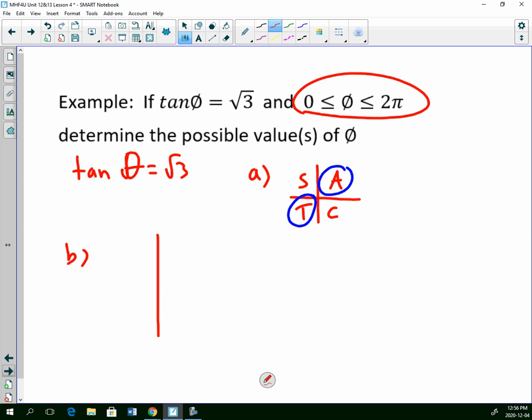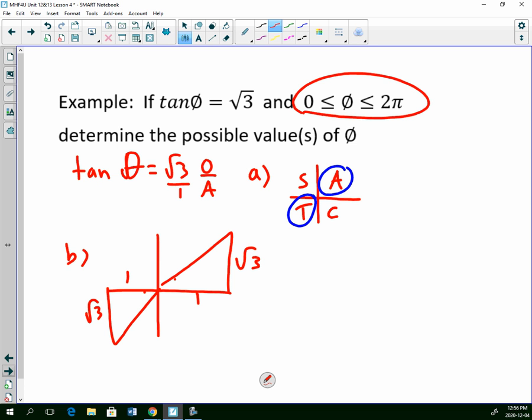So then I'm going to draw my diagrams. So I've got a triangle in quadrant 1 and one in quadrant 3. I need an opposite over an adjacent. So root 3 would be over 1. So opposite the angle is root 3 and adjacent is 1. Then I have to determine my related angle. What kind of triangle have I created? So what's that angle here?